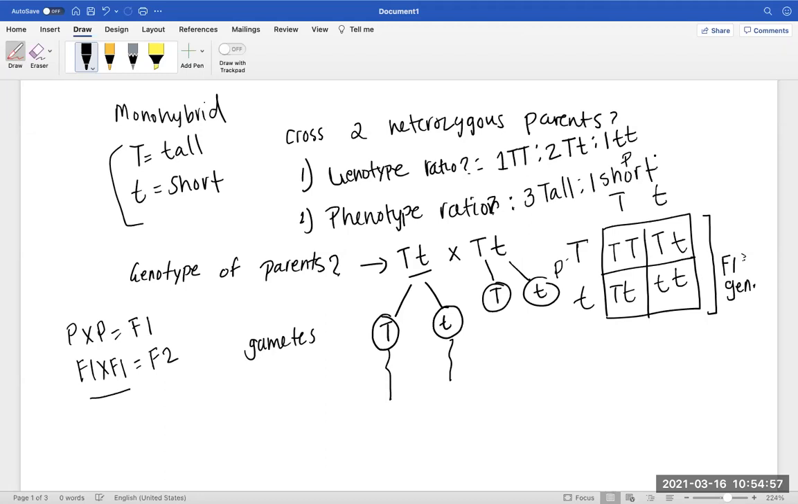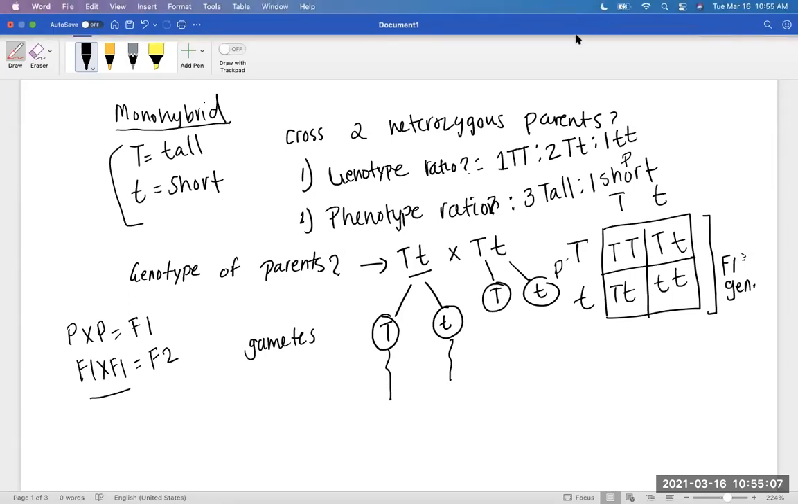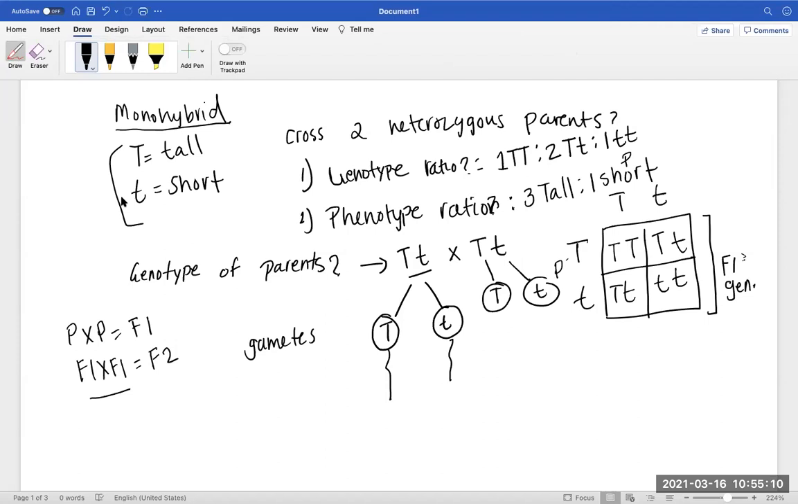Just to make sure, is this making sense to everybody? This is a monohybrid cross. This is an example of monohybrid. I'm gonna compare it to a dihybrid next. Please let me know yes, no, any questions on the monohybrid cross. Otherwise, I will move on to dihybrid now. Any questions? Please let me know in the chat. No? Okay.